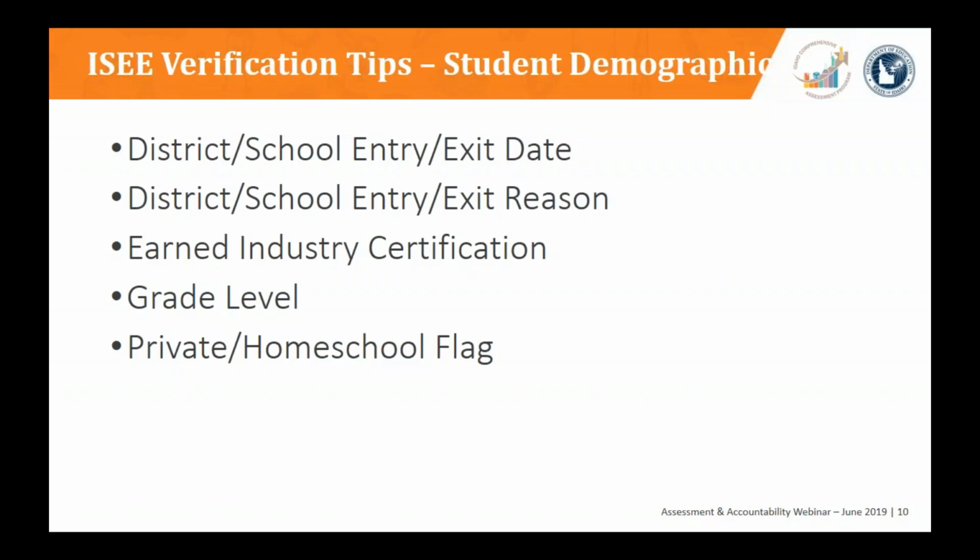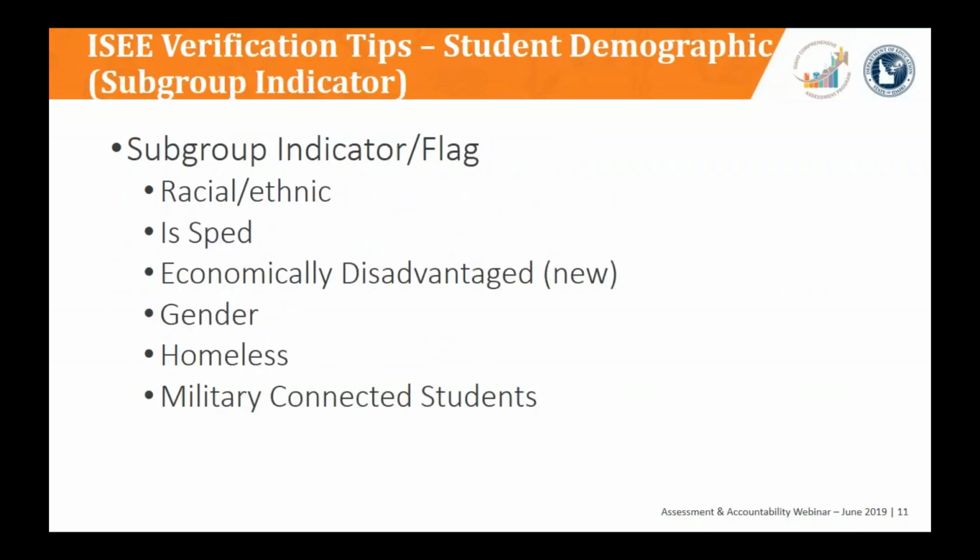Accountability also focuses on equity. So student subgroup performance is also important. It would be very wise to check students' race and ethnicity, their demographic program enrollment in special education, the economically disadvantaged, gender, homeless, and military connectedness status.